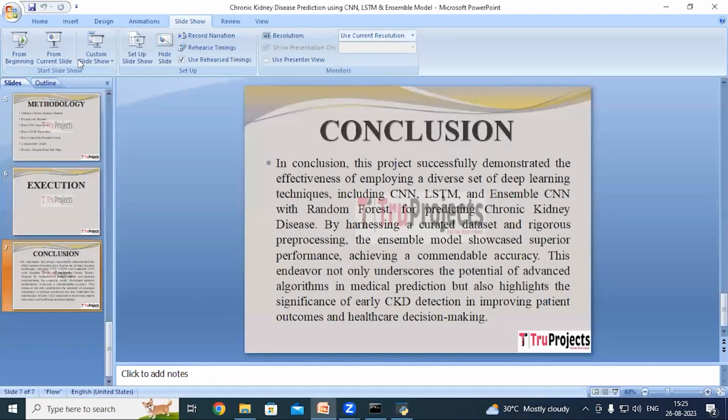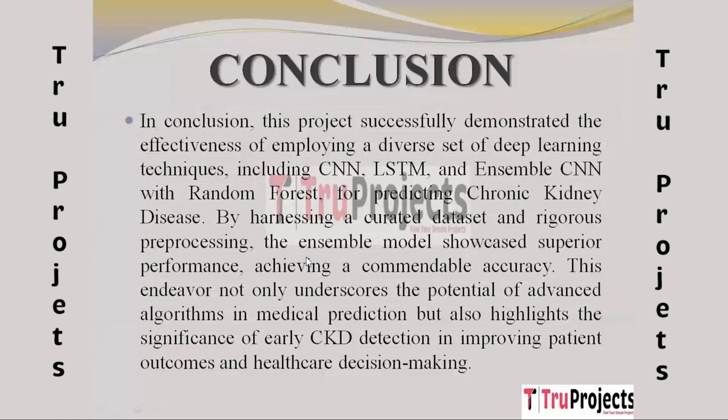So the conclusion here is, this project successfully demonstrated how to predict chronic kidney disease using a variety of deep learning techniques such as CNN, LSTM and Ensemble CNN with random forest. The Ensemble model demonstrated superior performance, achieving a commendable level of accuracy by utilizing a carefully selected dataset and thorough preprocessing. This project not only highlights the potential for cutting-edge algorithms in medical forecasting, but it also emphasizes the value of early CKD detection in terms of patient outcomes and healthcare decision making.